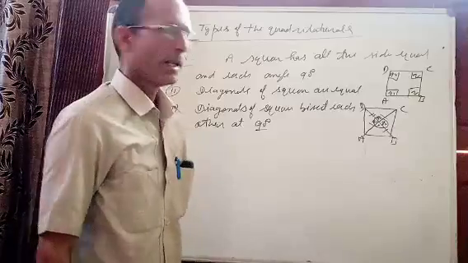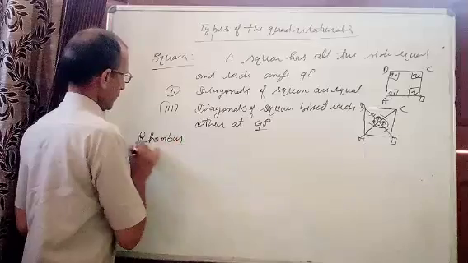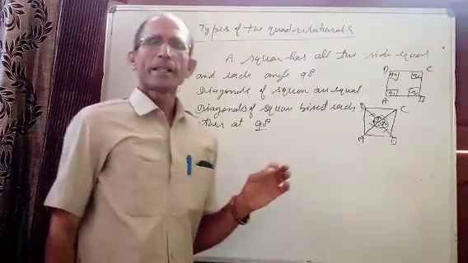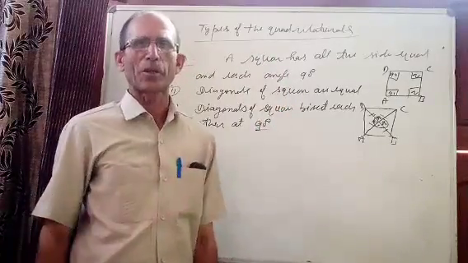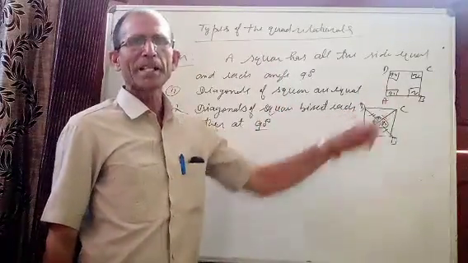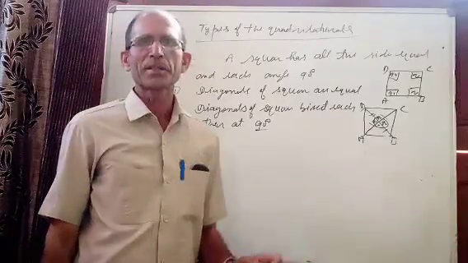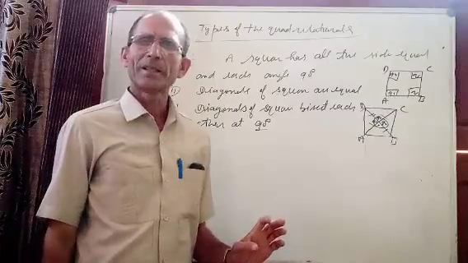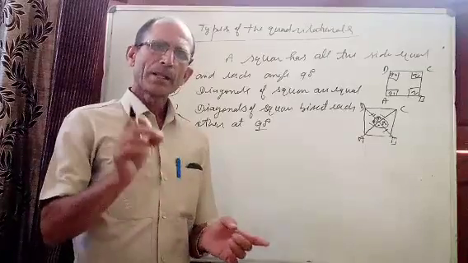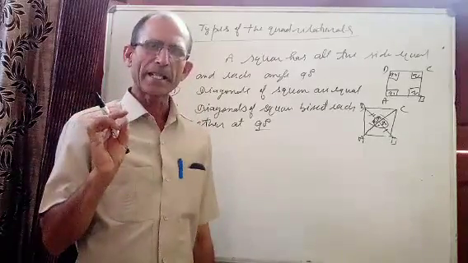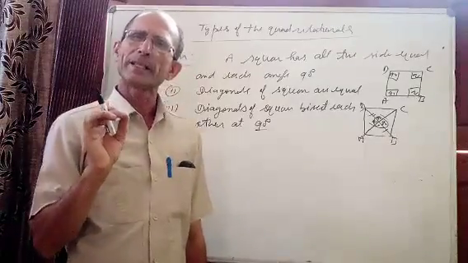Next quadrilateral is rhombus. In a rhombus also all the sides are equal. So then what is the difference between a square and a rhombus? In a square all the sides are equal, and in a rhombus also all the sides are equal. The difference is that each angle of a square is 90 degrees, but in a rhombus this is not necessary.